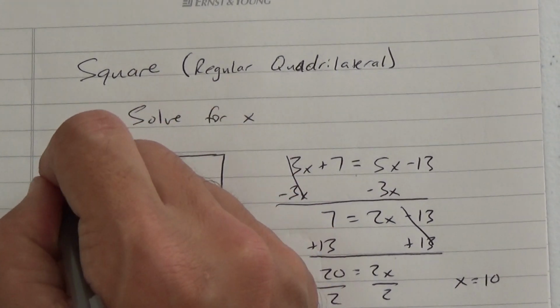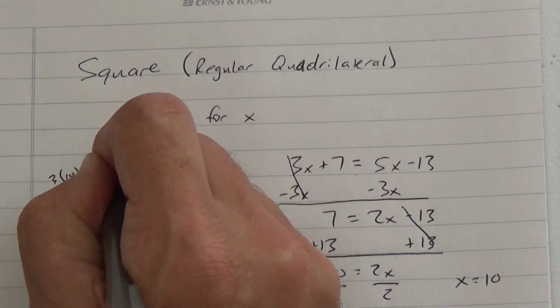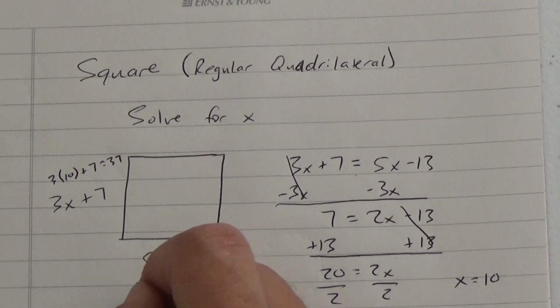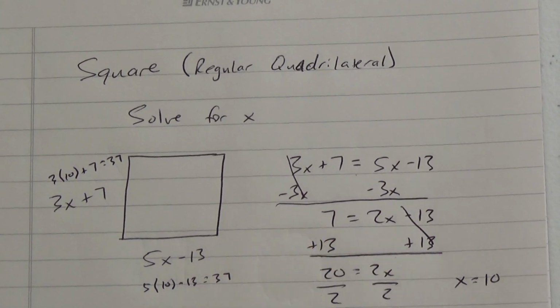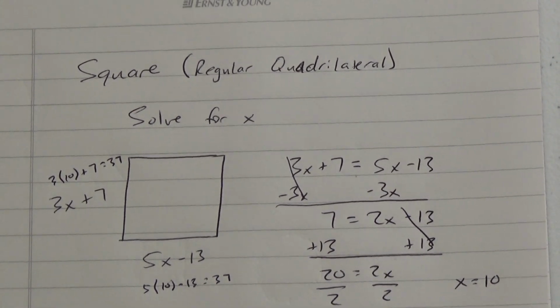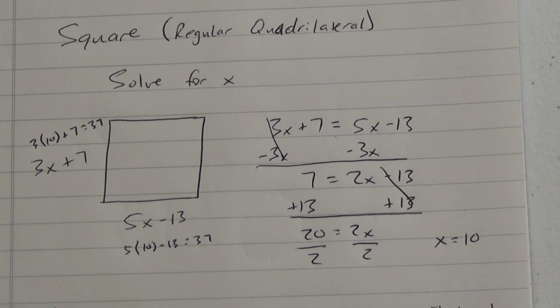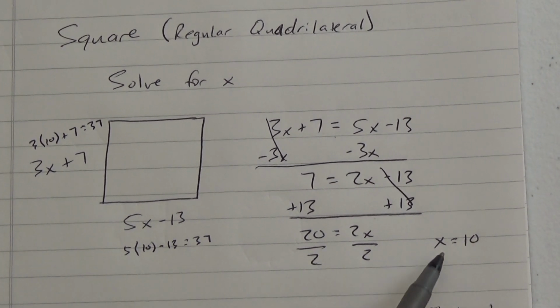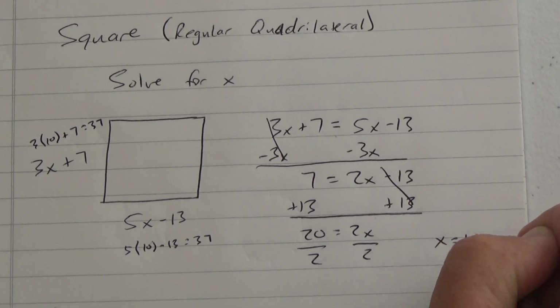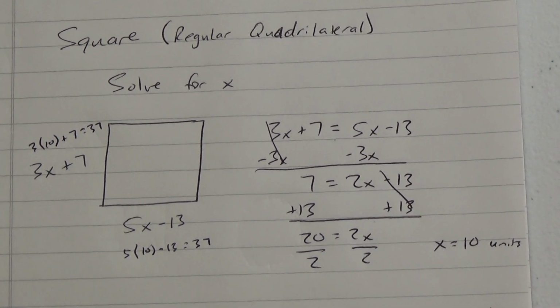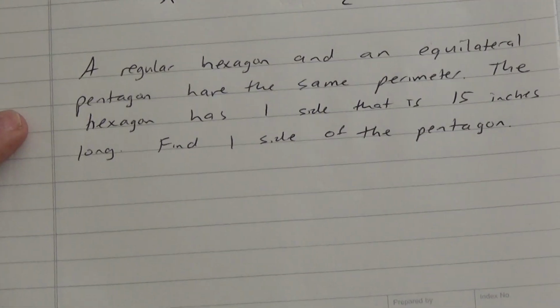3 times 10 is 30. 30 plus 7 is 37. 5 times 10, 50. 50 minus 13 is 37. Our answer makes sense. Remember, we're going to get in the habit of putting labels on things. If this had said inches, we're going to put inches over here. If it says feet, we're going to put feet, obviously. If it doesn't have a label at all, we're going to put units. Okay, 10 units. All right, last example and we're done.